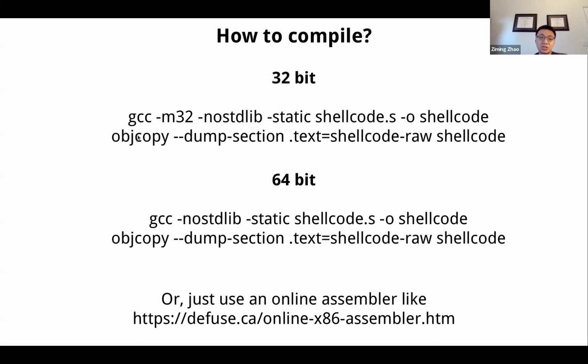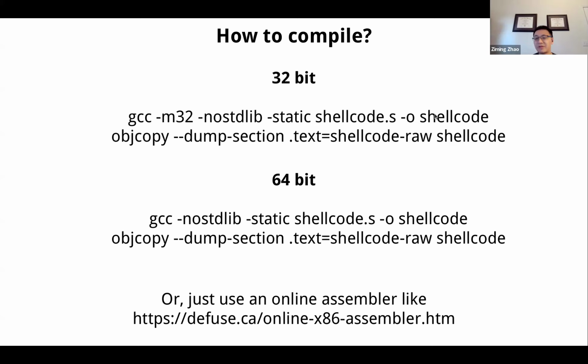To compile that, you use GCC. If it's 32-bit, you use gcc -m32, which means this is a 32-bit program. Dash nostdlib means we don't need the standard library. Then this will be statically compiled, and your shellcode will be this one. The output will be an ELF file.